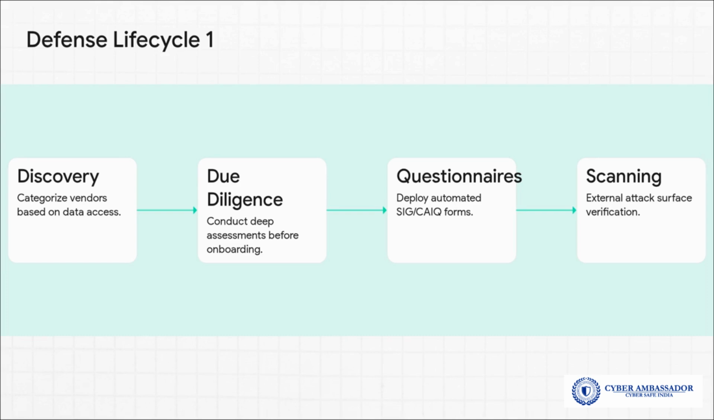Step 3 gets a bit more into the weeds with security questionnaires. You want to deploy automated, industry-standard forms, like a SIG or a CAIQ, that fit each specific vendor's risk profile. But we don't just take their word for it. That brings us to step 4, attack surface scanning. This utilizes non-intrusive tools to scan the vendor from the outside, getting independent verification that their actual security posture matches the answers they gave you.